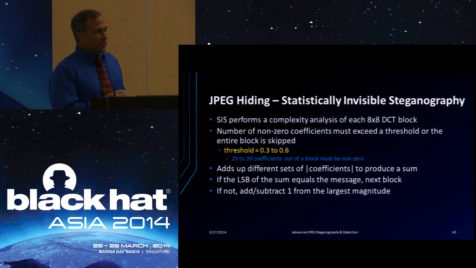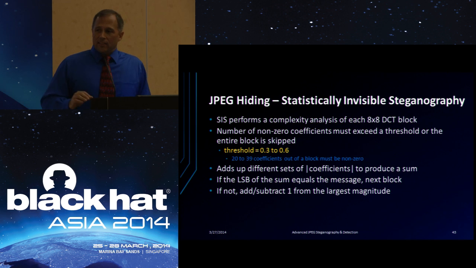Say you have a smooth sky background or a sunset or something like that. That's less suitable for hiding than a complex background with lots of stuff going on in the image. So they check that first, and if it's too smooth, they don't hide there. Only if it meets some complexity threshold do they hide. In their threshold, they need between 20 and 39 of the coefficients to be non-zero.